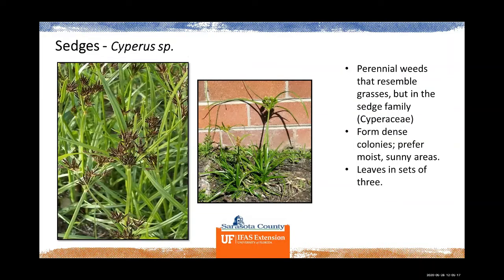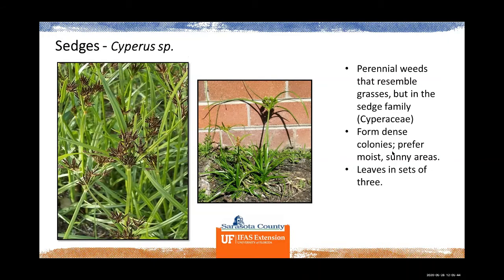So here are examples of your sedges. And your sedges are perennials, and so they will keep putting out seeds year after year. That's one of the reasons why they're so difficult to control. On the left, you'll have your purple nut sedge. And on your right, it's kind of hard to tell because I would need to see it really close up, but it looks like yellow nut sedge.